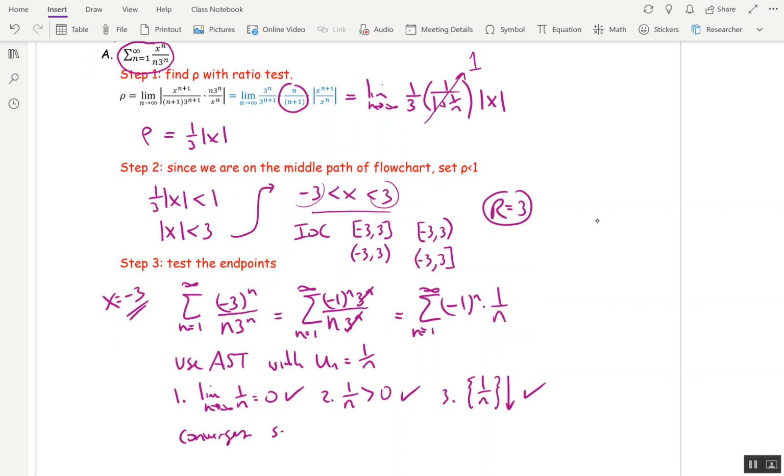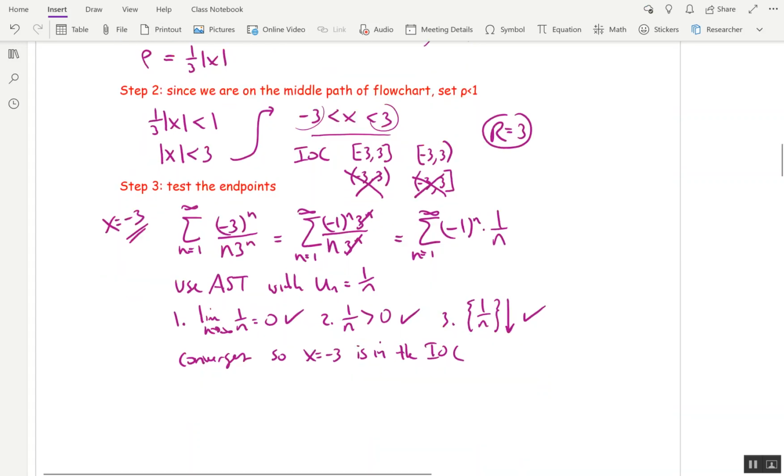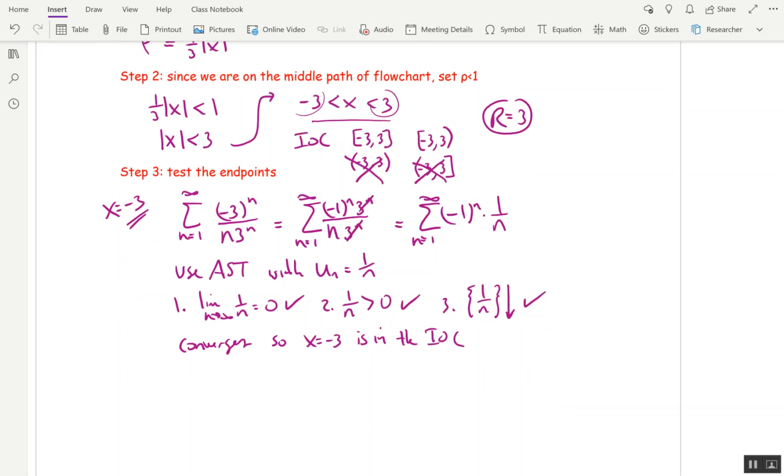Converges, so x equal -3 is in the IOC. So that means of the 4 possibilities we had above, the ones that don't include -3 are out, because we know -3 has to be in there. So it's going to be either including 3 or not including 3. We need to check. So our next endpoint is 3.